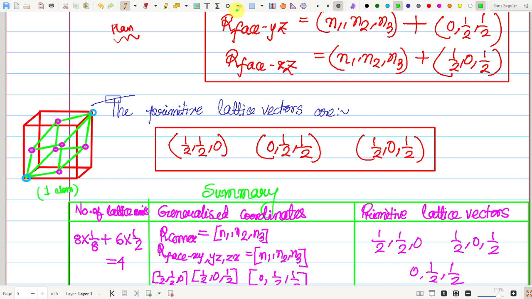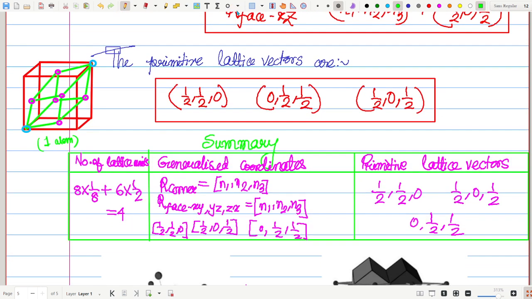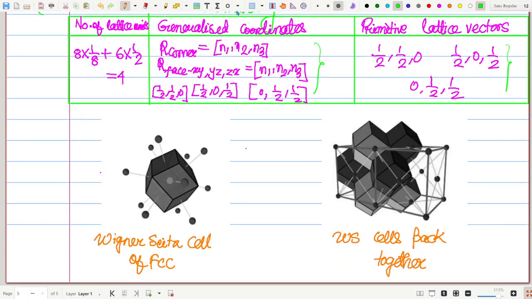But the red cell, that is the FCC, actually the simple cubic lattice with a basis, that has four atoms. You can easily see that. At corners there are 8 atoms shared between 8 unit cells, so 8 into 1 by 8, and there are 6 in the face centers, which are shared by 2 unit cells, so 6 into half, 3, 1 plus 3, 4. And the generalized coordinates are given by this, the primitive lattice vectors are given by this, and similar to the BCC or the body centered cubic, we can create a Wigner-Seitz cell of the FCC lattice just by creating the bisecting planes and joining them into a polyhedron.